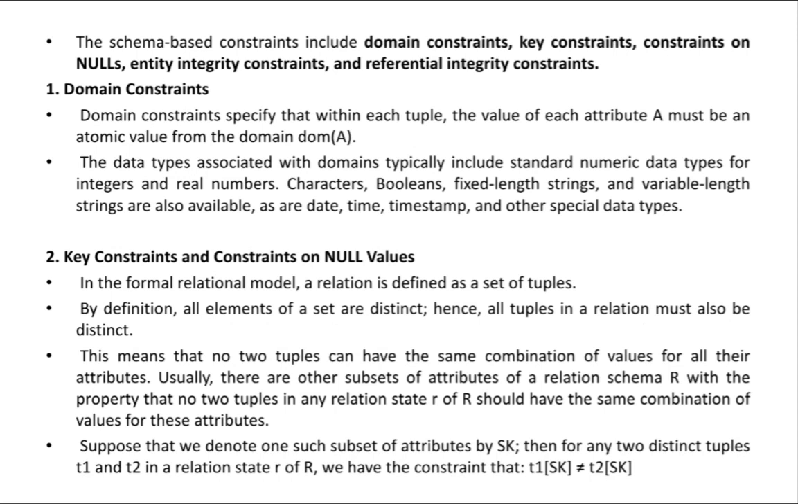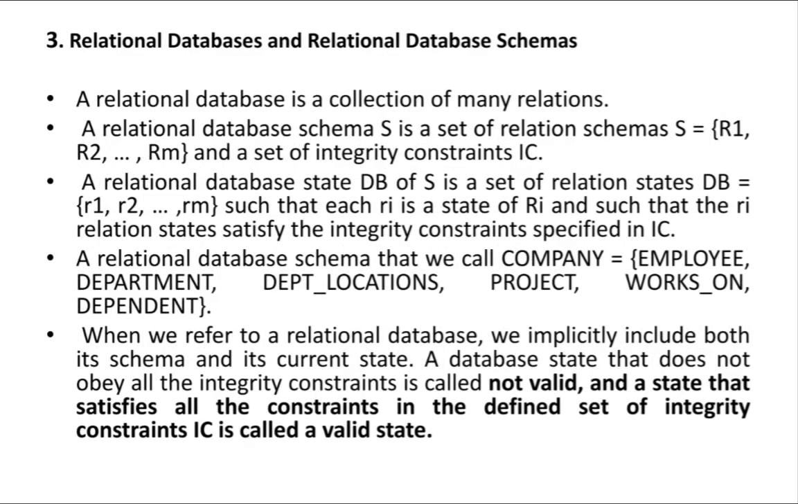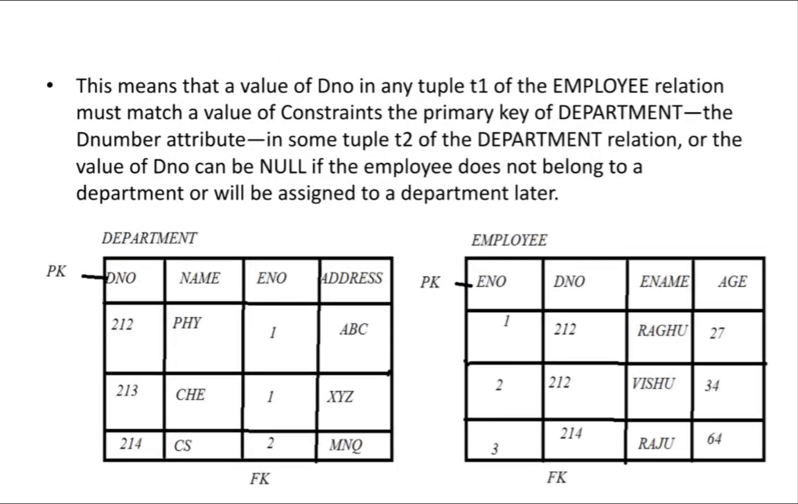And one more important thing, the data types associated with domains typically include integer, character, boolean, date, time, timestamp, and also special data types. Whatever the value you take in this table, for every value we have a data type. For example, the name of the department has the data type character, and department number has the data type integer. So for every value that is going to be stored in your domain, the value has a data type.